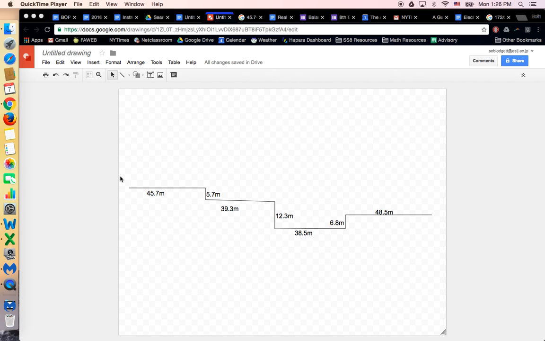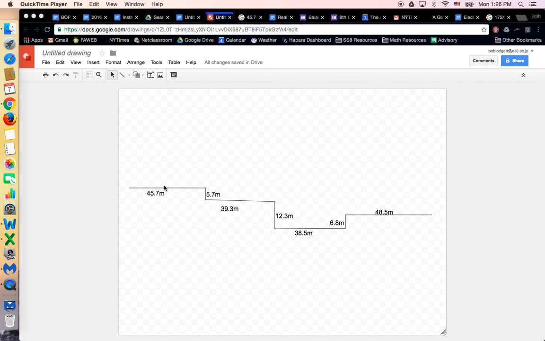So rather than fit it into the 28 or 29 centimeters, I'm going to try to fit the longest part of my map into 25 centimeters. All right. So if I do that, I need to add up the parts that add up to the long side, not the ones like this 5.7 and this 12.3 and this 6.8. They're all on the narrow part of the paper. I don't care as much about that. What I care about is being able to fit the 45.7, the 39.3, the 38.5, and the 48.5 all into those 25 centimeters on the long side of my paper.